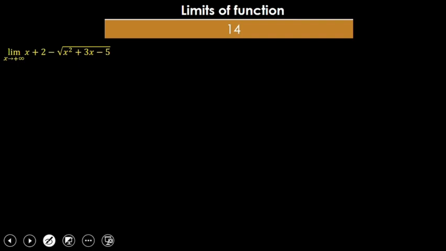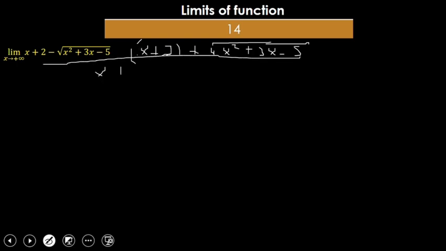Moving to the next question, we are going to be having limit as x tends to plus infinity of x plus 2 minus square root of x squared plus 3x minus 5. If you substitute directly, we are going to have infinity. Therefore, we use the strategy we earlier mentioned, finding the conjugate, that is x plus 2 plus square root of x squared plus 3x minus 5, all that all over x plus 2 plus square root of x squared plus 3x minus 5.